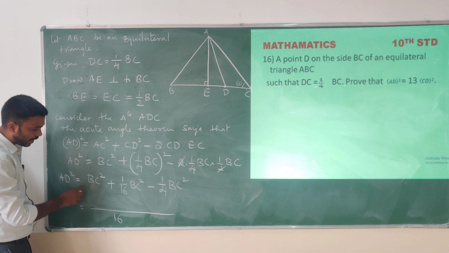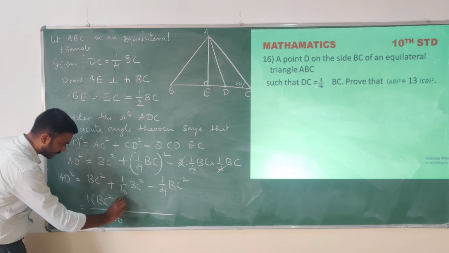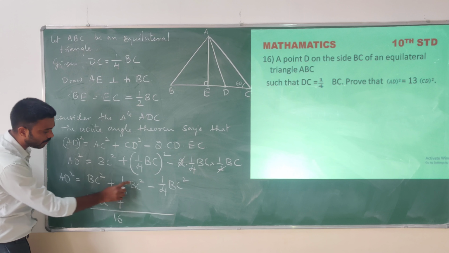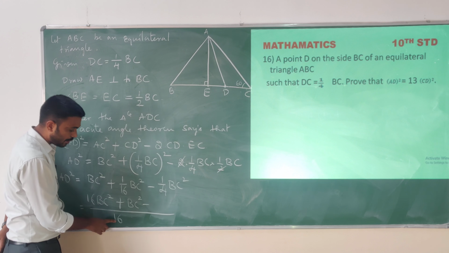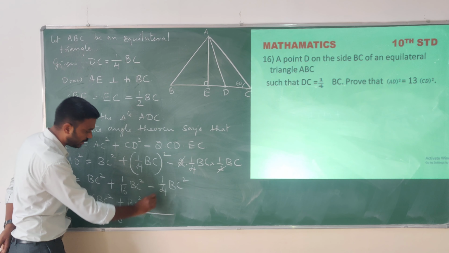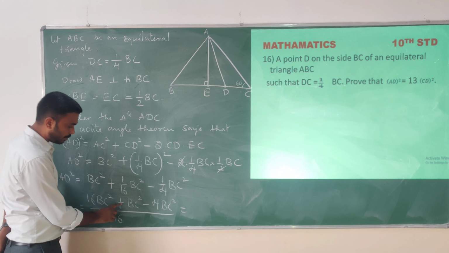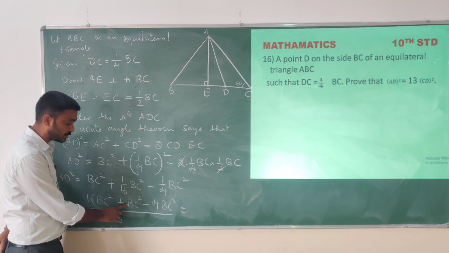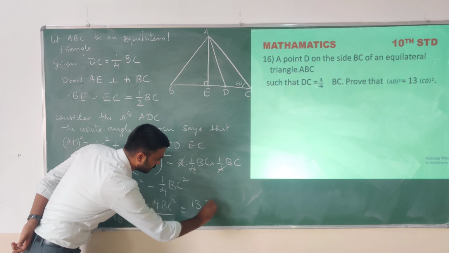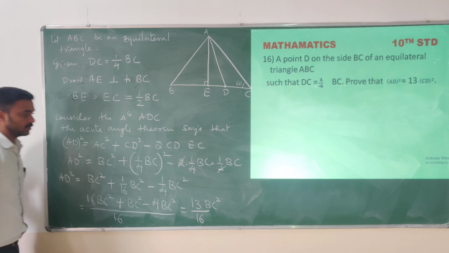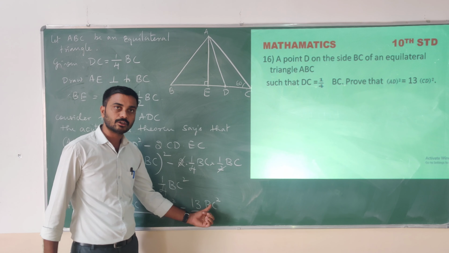Now here we have 1 into 16 which is 16. This term will become 16 times of BC square plus, so 16 ones are 16, 1 into 1 times of BC square, minus, so here in the denominator we have 4 times of 16, so 4 into 1, 4 times of BC square. So which is equal to 16 BC square plus 1 BC square, which is 17 times of BC square, minus 4. 17 minus 4, which is 13 times of BC square by 16. So finally we have AD square is equal to 13 by 16 into BC square.